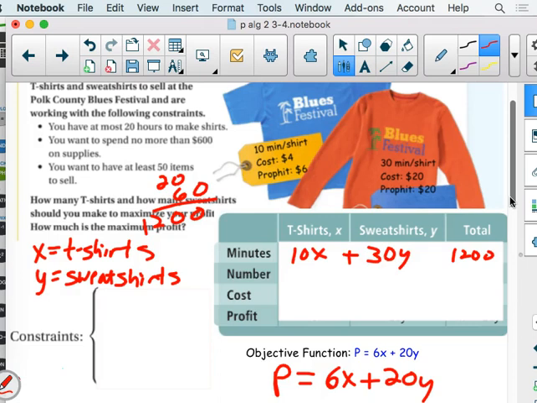Okay. Now, I have to think about what should go in front of that 1,200. And I think, do I have an unlimited amount of time? No, I can't put greater than or equal to. It has to be less than or equal to. I only have so much time. That's what it said.